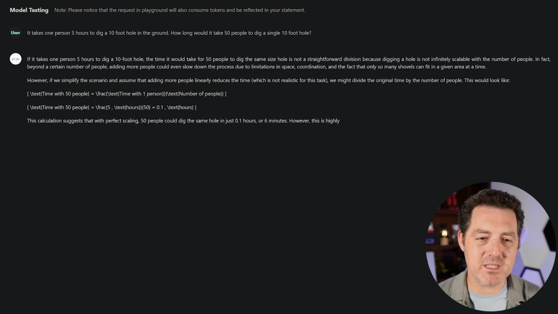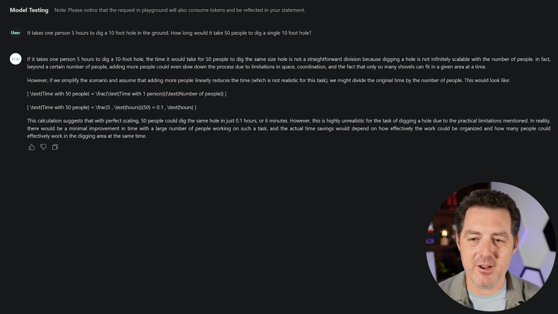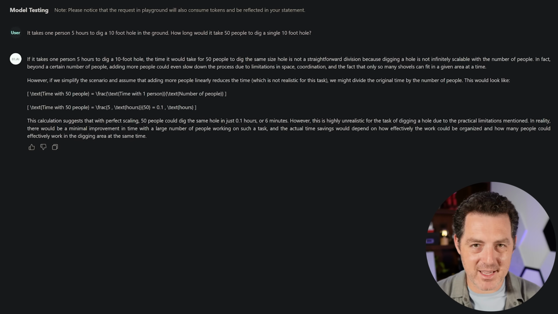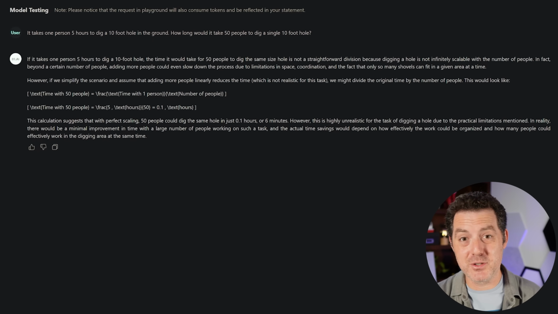Great. "However, if we simplify the scenario and assume that adding more people linearly reduces the time, here it is." And there it is. 0.1 hours or 6 minutes. That is perfect. So it not only gave me the caveat that most likely this is not a realistic increase in productivity linearly, but it also gave me the answer just assuming it would be.